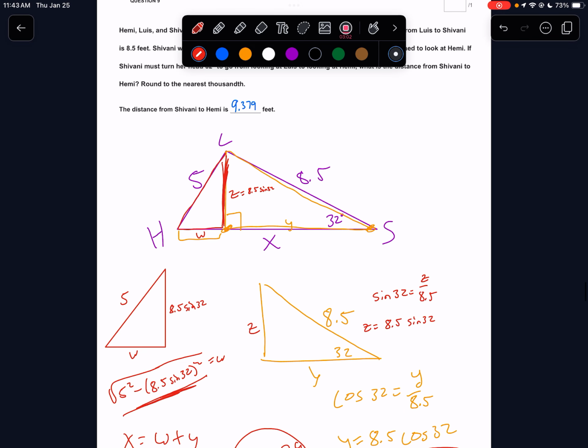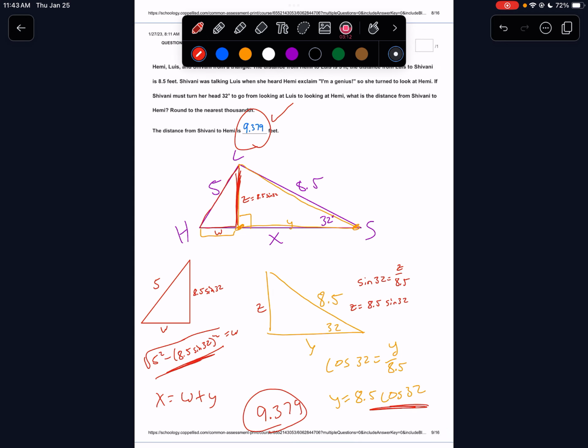9.379. Guys, I know that's not the only way to do it. There were definitely other ways to do it. That's just one way. If you're getting to this, I'm pretty confident you did things right. You're not going to accidentally get that answer.